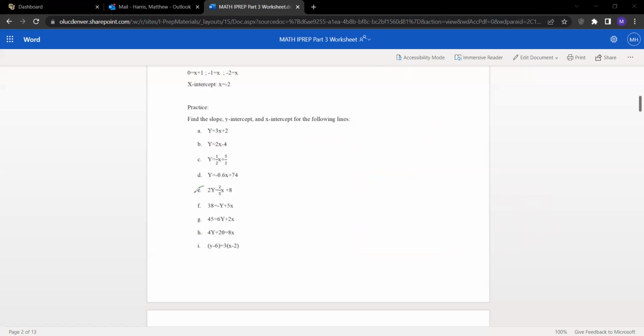So then we'll do E. 2y is equal to 2/5 of x plus 8. So what would be our first step? What is our slope? If you're not careful, you might say 2/5. But if we look closely, this is not in slope-intercept form because it's not y equals mx plus b, it's 2y. So we have to divide all of that by 2, and that's going to give us a whole new equation to work with.